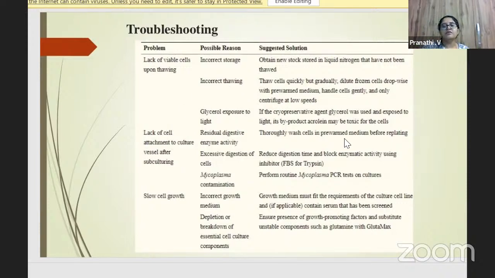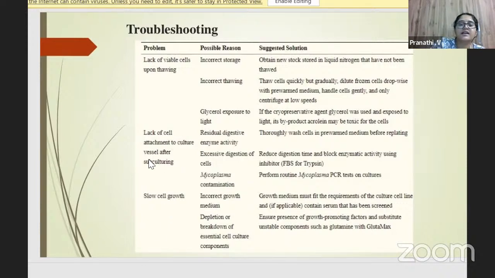So what is happening is, if glycerol is exposed to light, and you're adding glycerol as the cryopreservative instead of DMSO, and it's been exposed to light, which is not good, then acrolein is a product that is going to be formed, which is going to be toxic to the cell, because of which your viable cell count has come down.